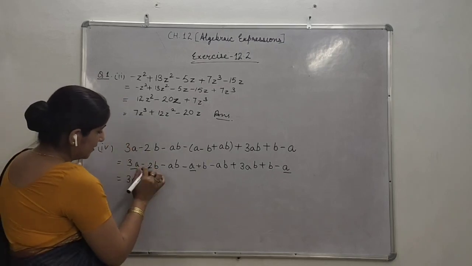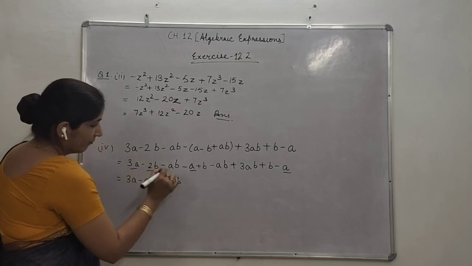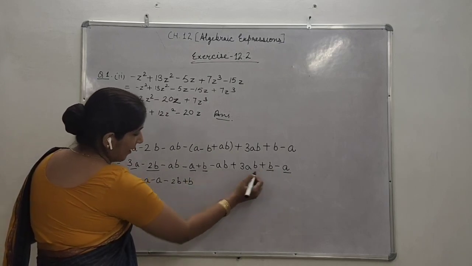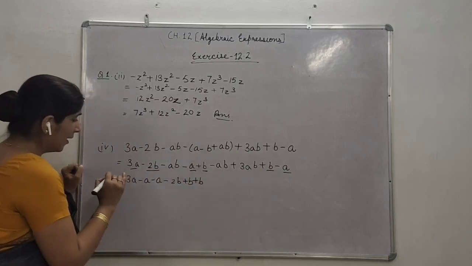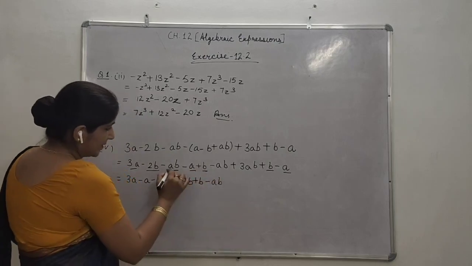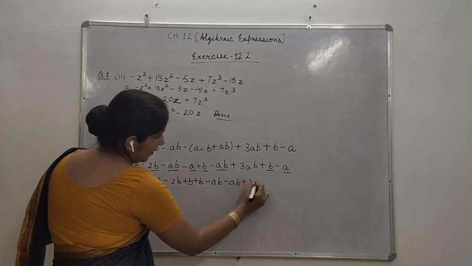Fine. So next is I'm writing the b with the algebraic factor minus 2b. We have written next b is this. And after this we can write this plus b. Now the third is ab. Hence algebraic factor is ab. So minus ab. Then this is also minus ab plus 3ab.